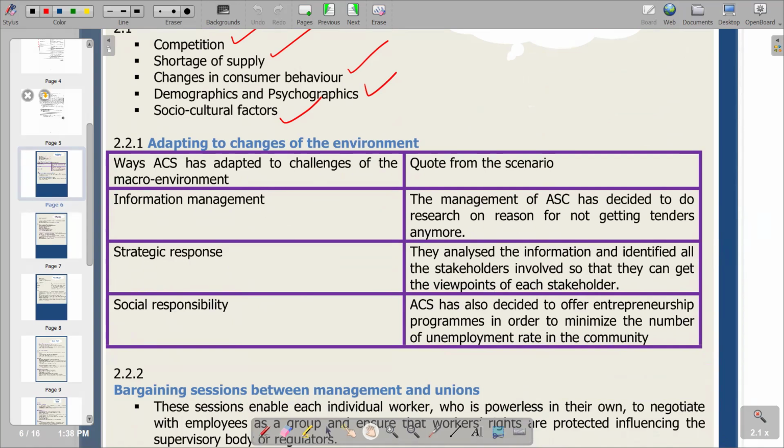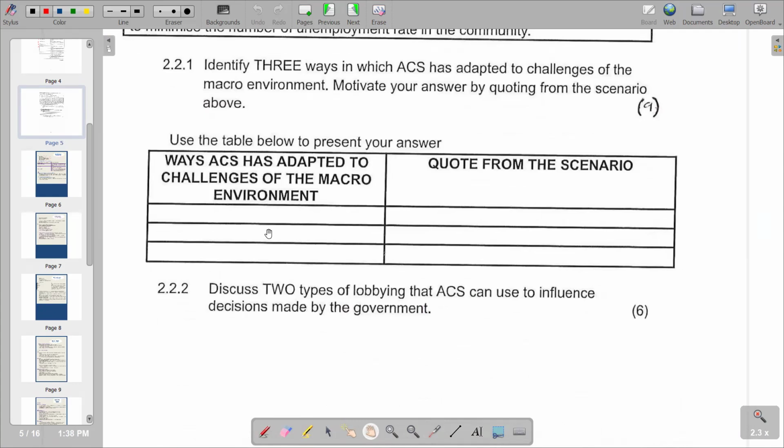So moving on to the next question, which is 2.2.2: discuss two types of lobbying that ACS can use to influence decisions made by the government. Lobbying is basically a form of advocacy which lawfully attempts to directly influence legislators or government officials such as regulatory agencies. So that is the explanation describing what lobbying is.